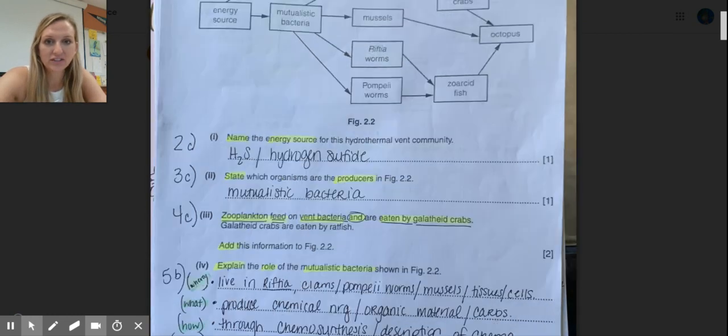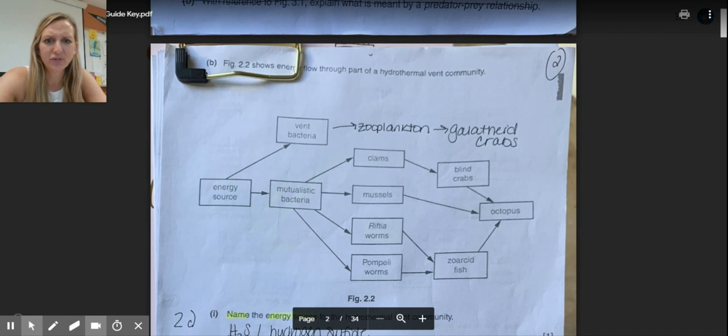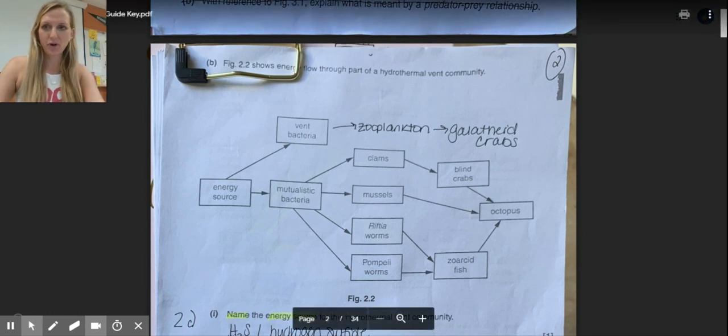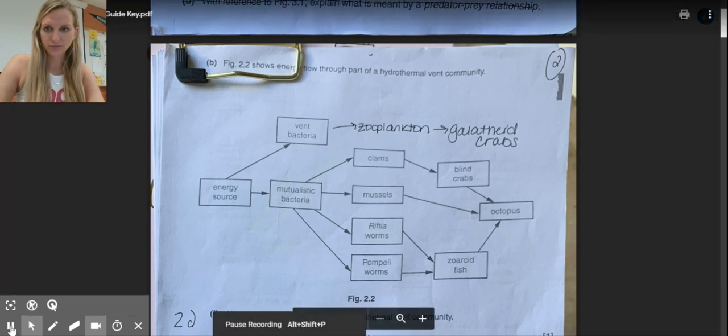I did not, we need to have another thing on here. It needs to also say crabs. Let me pause it and I'll show you what it's going to look like.